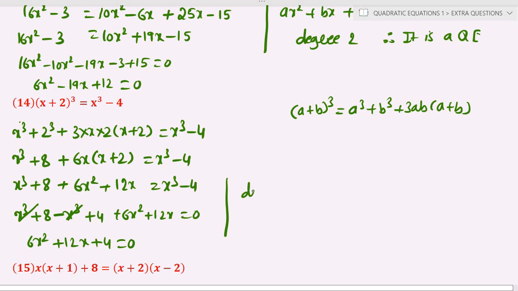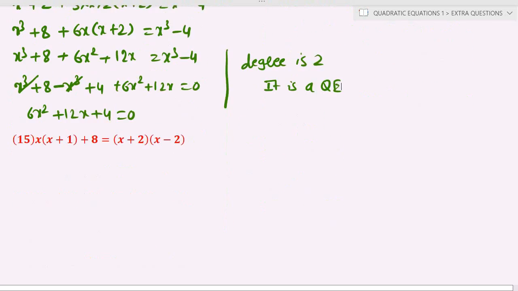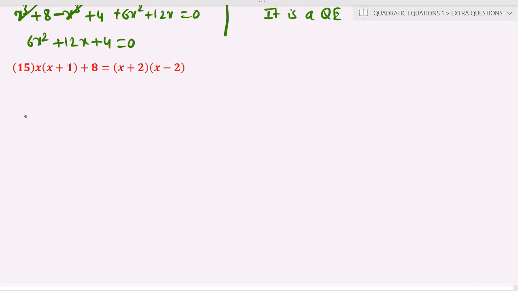And the degree of the equation is 2 and it is of the form ax square plus bx plus c is equal to 0. Therefore, it is a quadratic equation. It is a quadratic equation. Let us go for the next question now, and the last one.